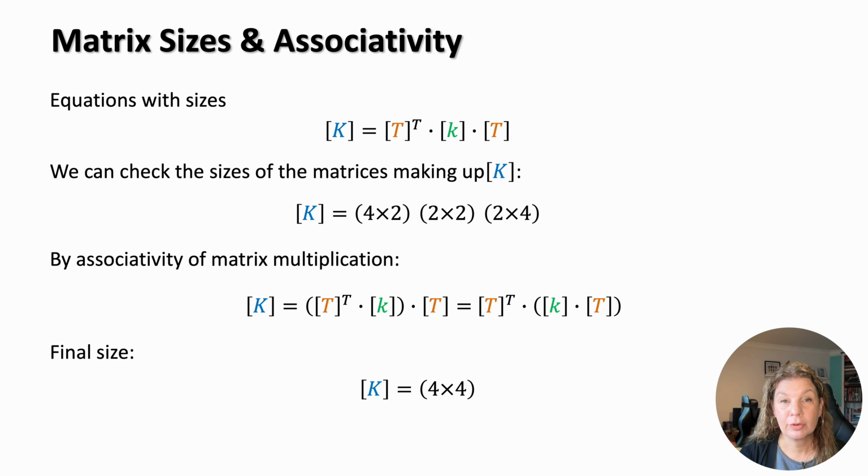Its transpose, therefore, has a size of 4 by 2. The local stiffness matrix is 2 by 2, and so the product is a 4 by 2 matrix times a 2 by 2 matrix times a 2 by 4 matrix.